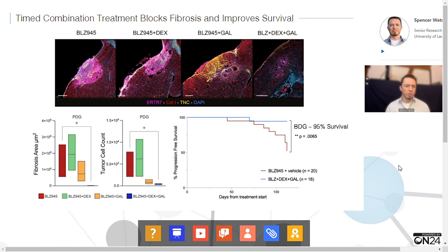So moving forward, we're very interested in exploring how this could be adapted to other modes of treatment, such as radiotherapy, surgical resection, other kinds of immunotherapy, and then hopefully to move that into clinical application.